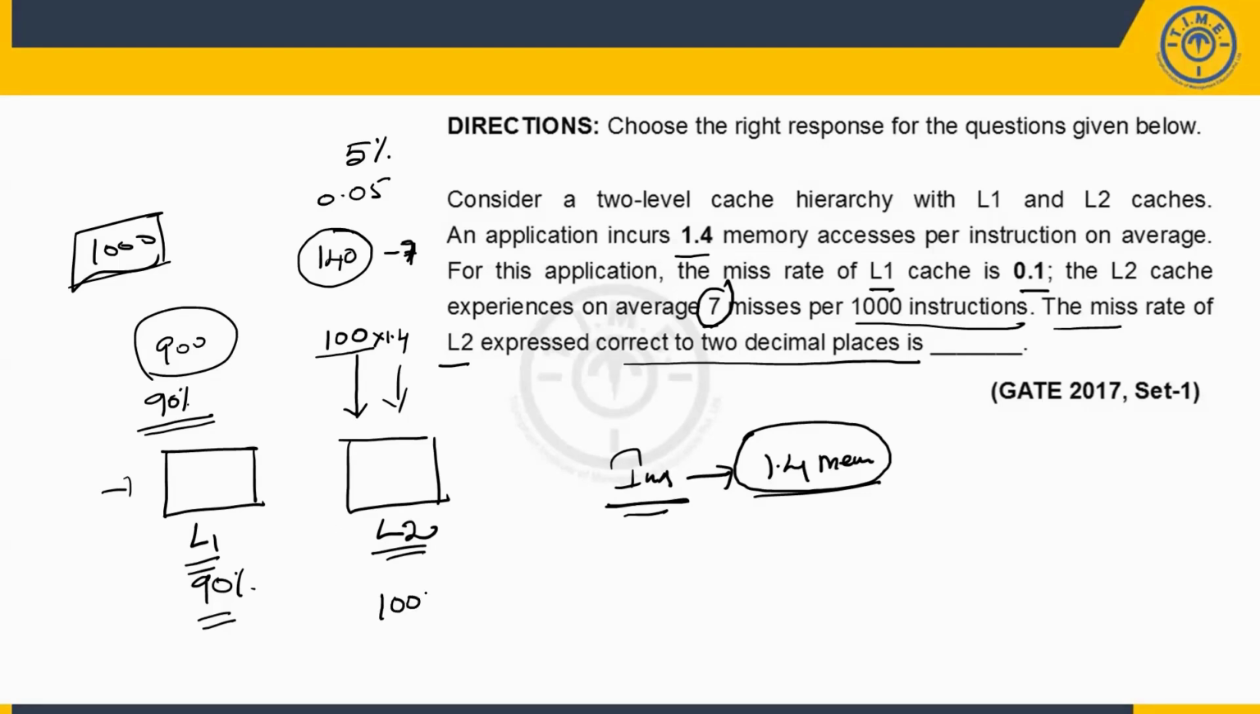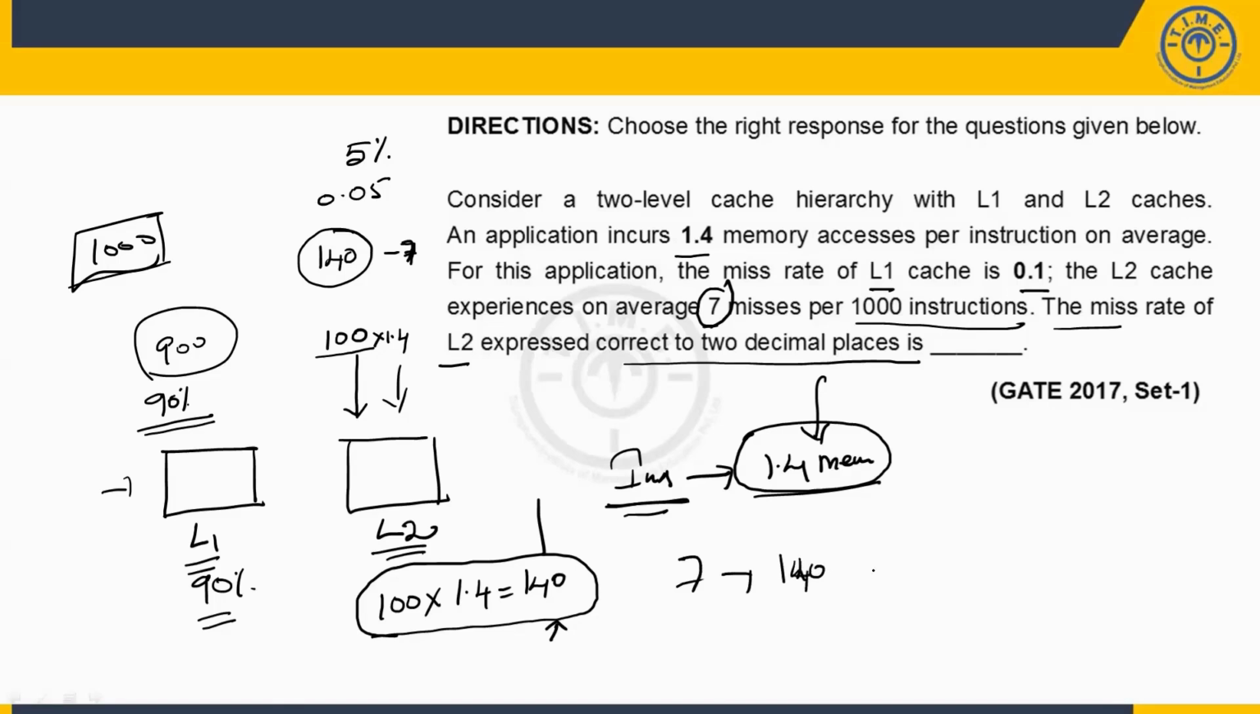But if there are 100 instructions, we require 140 memory accesses because for each instruction, 1.4 times memory will be accessed, because some instructions are one-word instructions, some are 2 words, some maybe 3 words or whatever. Finally, to access 100 instructions, we require 140 memory accesses. A hit or miss is counted for one memory access. There are 140 memory accesses and we're going to have 7 misses out of 140. 7 out of 140 is equal to 5%. When you convert it into rate, it will be 0.05.